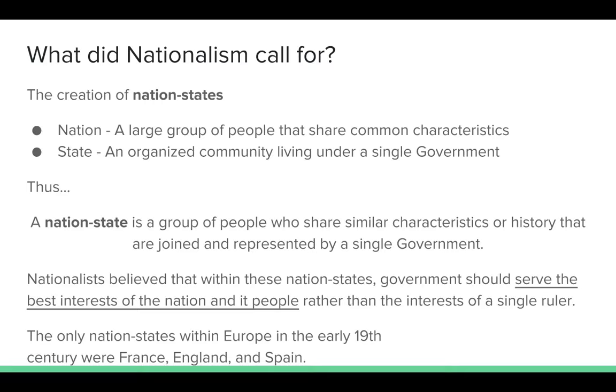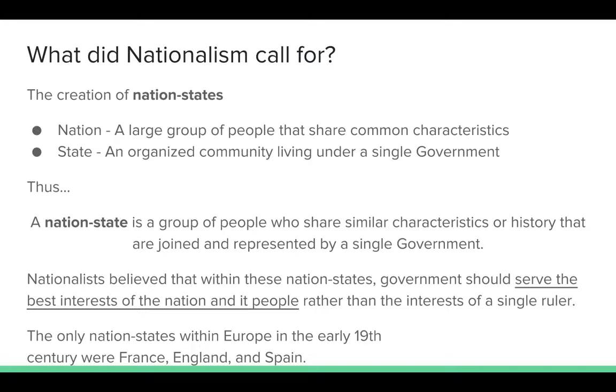So what did nationalists want in particular? They wanted to create nation states. Let's really quickly break that down into its two separate terms before we come back and come up with a definition for the combined phrase. So, first off, a nation is a large group of people that share common characteristics. So, for example, when people refer to Ohio State fans, you might have heard the term before Buckeye Nation. And this refers to the large group of people that share the common characteristic of cheering for the Ohio State Buckeyes.